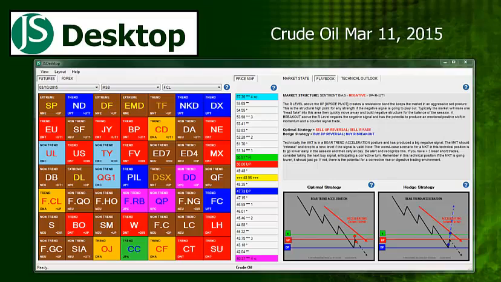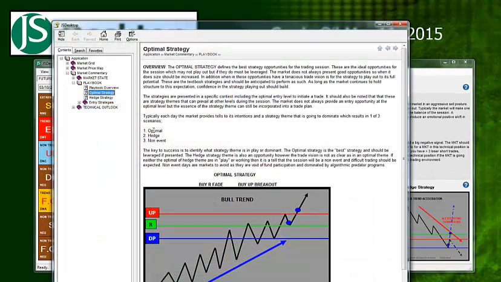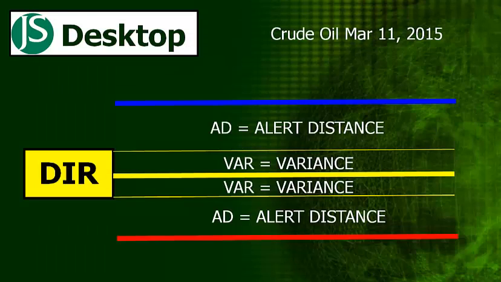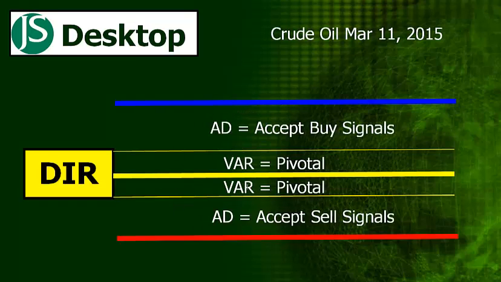Before we go more into the analysis, I want to talk more about the practical application of entry strategies, and specifically the EXAD, entry exit adjustment differential, or the alert distance. If we identify an inflection point, there is a variance around that inflection point and an alert distance. This is the sweet spot of the inflection point, and the variance is really the slippage area. You can call that more of a pivotal zone. When the market is at that inflection point, it's making a decision.